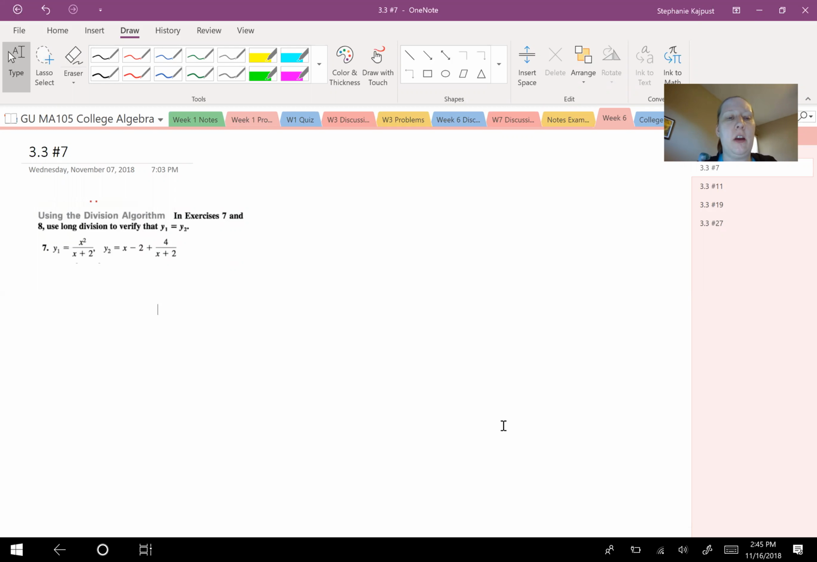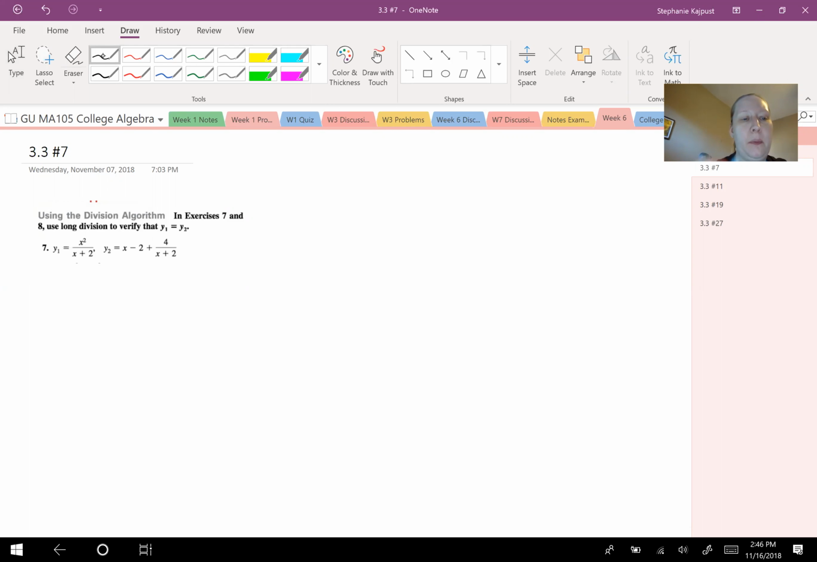It says in exercises 7 and 8, use long division to verify that y1 equals y2. So what this means is that we're starting with a rational function y1, and we're going to use long division to divide that out into y2, where we're going to get a polynomial, x minus 2, and then a remainder, which is 4 over x plus 2. If you don't get that when you do the long division, that means you made a mistake somewhere, because that's the whole purpose of verifying this, is making sure you're doing the steps.